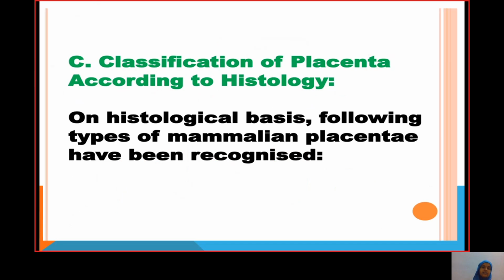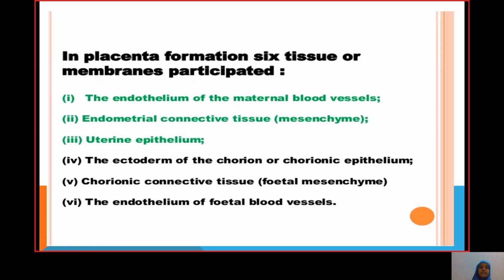Deciduate placenta. This is the classification of the placenta. Based on the histology, which types of tissues are involved in the formation of the placenta, it is divided into 5 types. On a histological basis, the following types of mammalian placenta have been recognized. What are they? We will discuss.